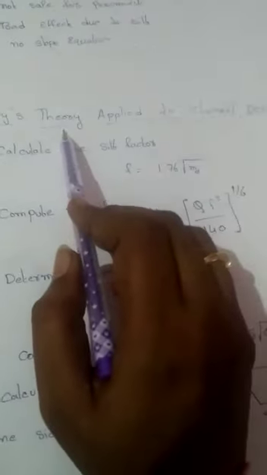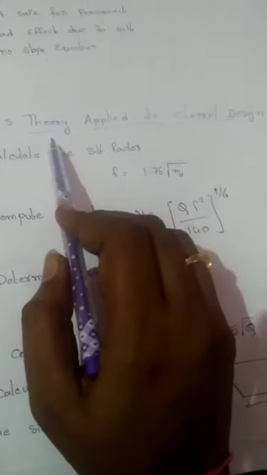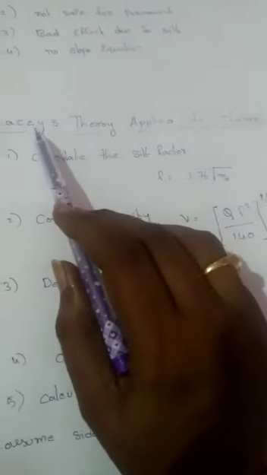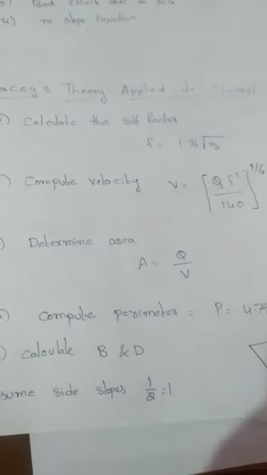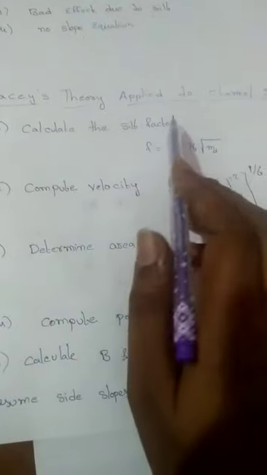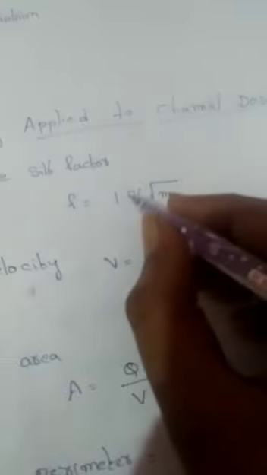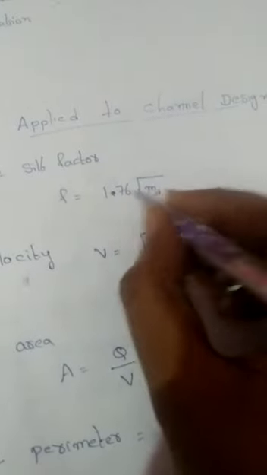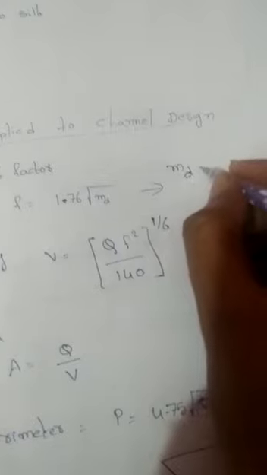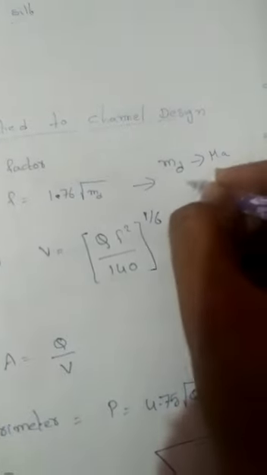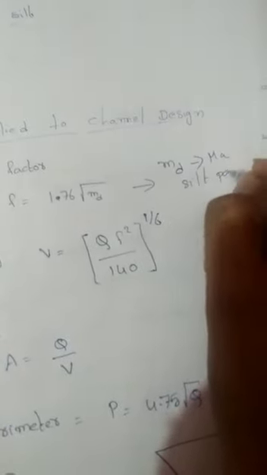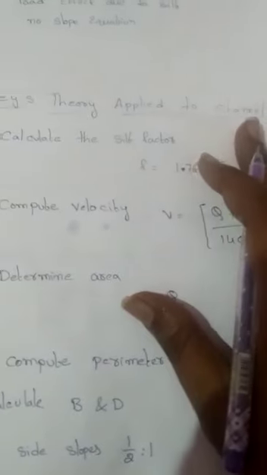Here we have to know how to design a canal by using Lacey's theory. Here also I will explain the step by step procedure. Listen carefully. In the first step, calculate the silt factor. F is equal to 1.76 square root of m_d. Here m_d is nothing but the mean diameter of the silt particle.